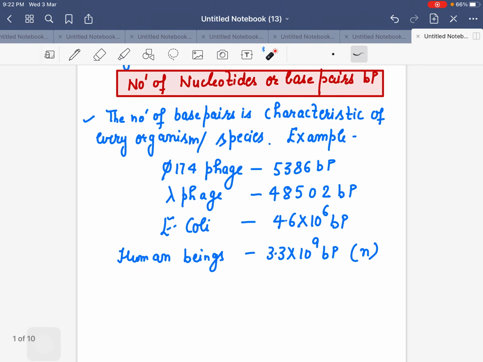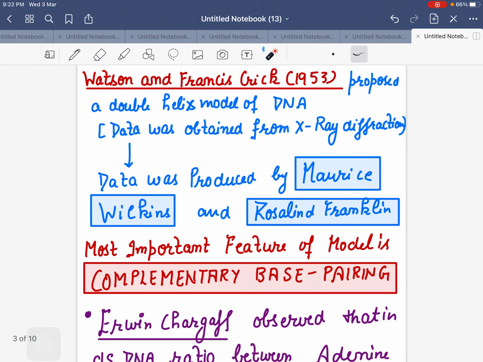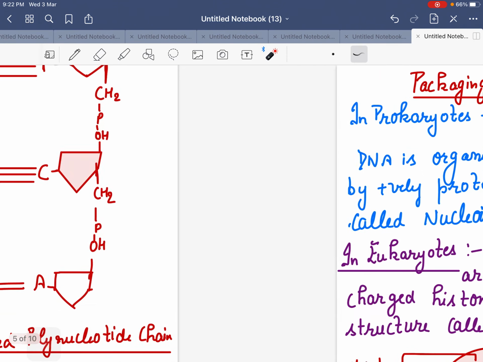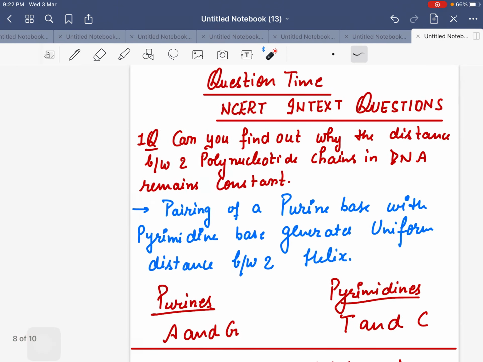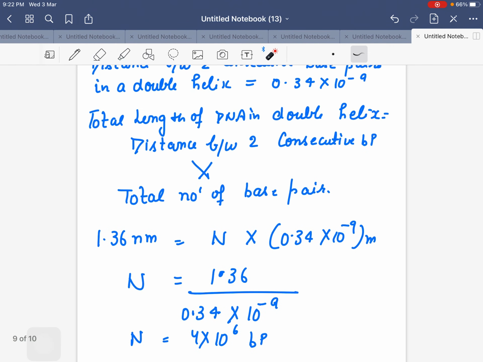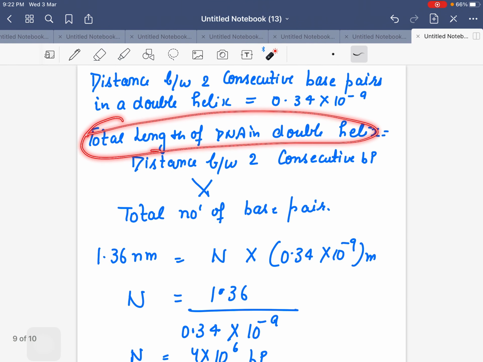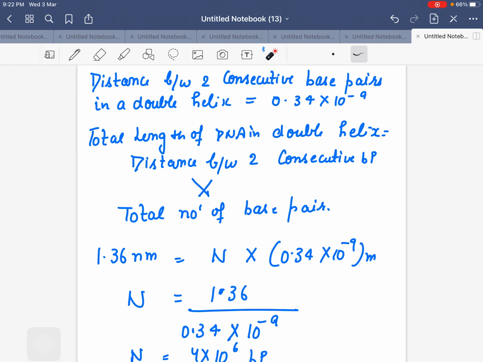Now I'm going to page number 1. What was the answer? The base pairs of E. coli is 4.6 into 10 raised to power 6 base pairs. That is our answer, right? But what is the formula to calculate it? Total length equals distance multiplied by total number of base pairs.